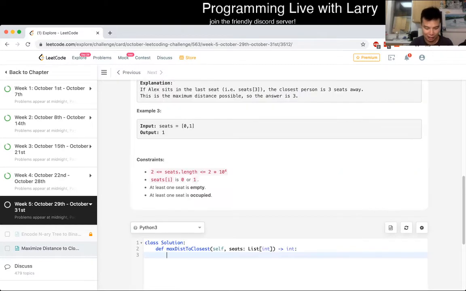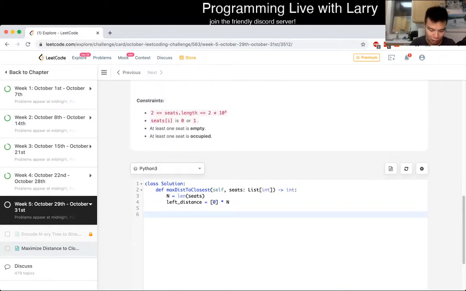So let's say left distance is equal to, let's just start off with, doesn't really matter, zero times n, where n is equal to the length of seats. Usually on these things, I ask myself whether I need the prefix before the zero, if that makes sense. But in this case, I don't. So I'm thinking a little bit about being off by one.